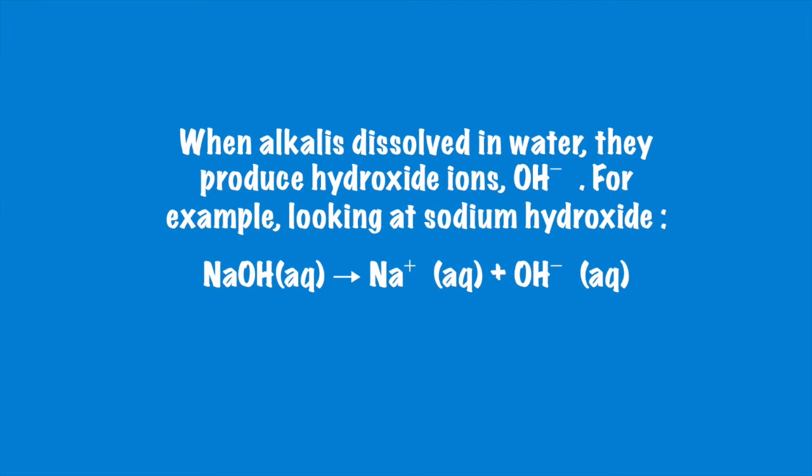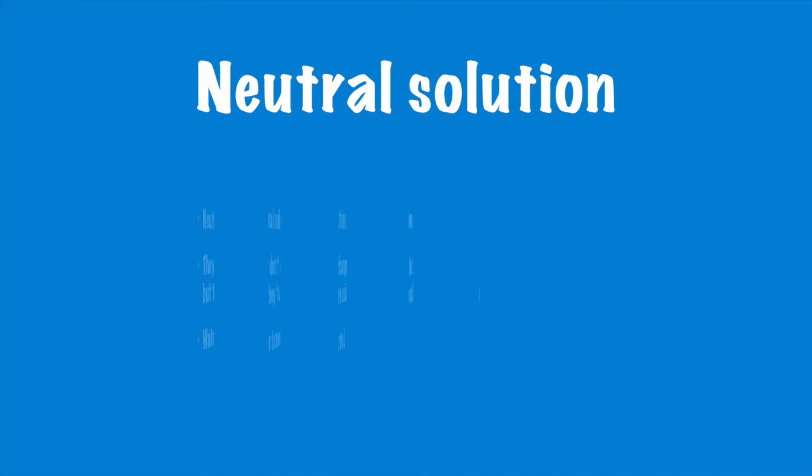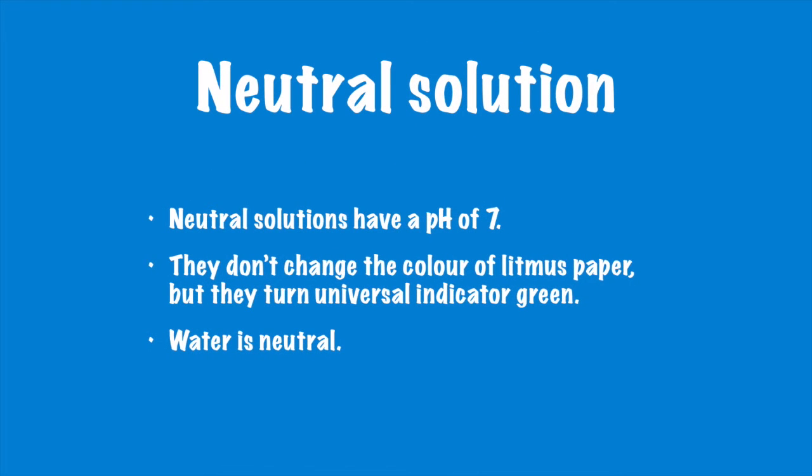When alkalis dissolve in water, they produce hydroxide ions. For example, sodium plus hydroxide ions make sodium hydroxide. Neutral solutions have a pH of 7. They don't change the color of litmus paper, but they turn universal indicator green. One of the examples of a neutral solution is water.